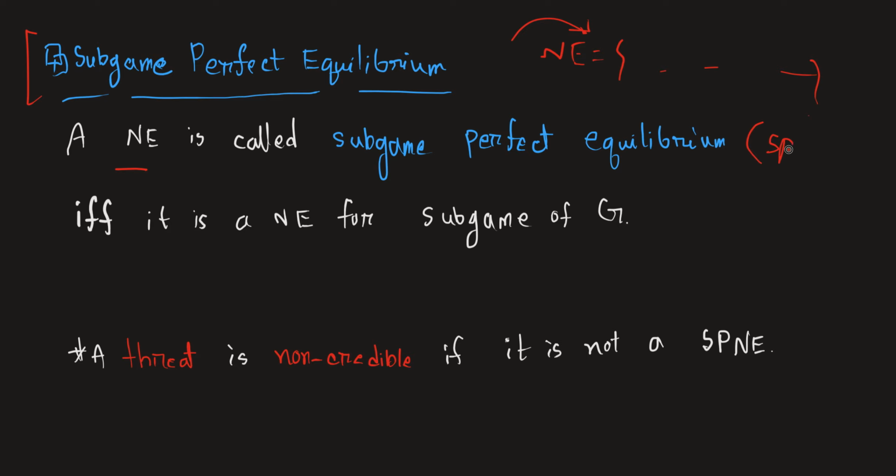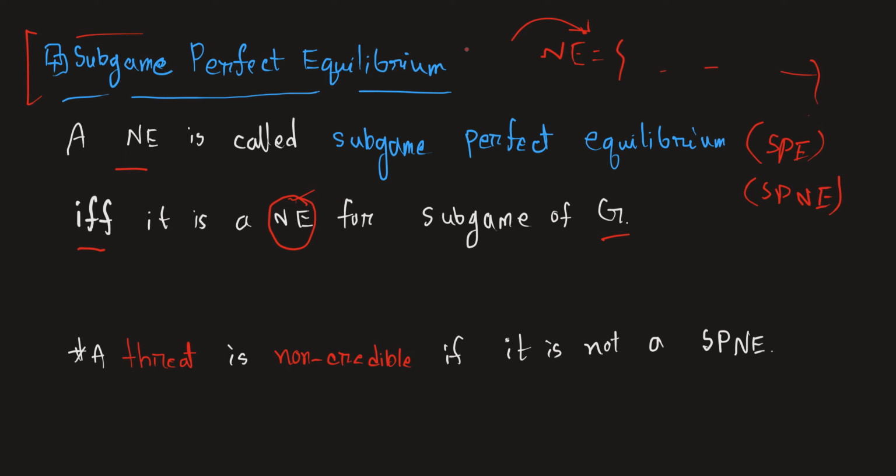We define it like this: a Nash equilibrium is called a subgame perfect equilibrium, in shorthand SPE, or sometimes SPNE, subgame perfect Nash equilibrium, if and only if it is a Nash equilibrium for all possible subgames of G. This means that if we find a Nash equilibrium, and for every possible subgame that we can consider we see that it is indeed a Nash equilibrium for that subgame, then we say that it is a subgame perfect Nash equilibrium, or SPE.